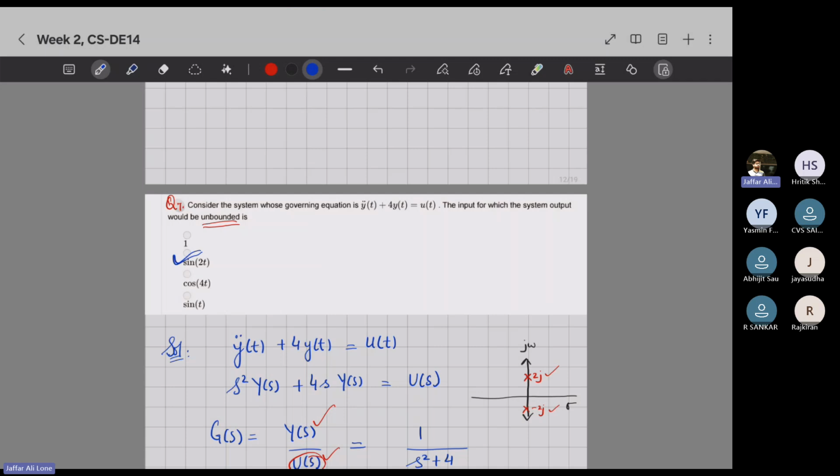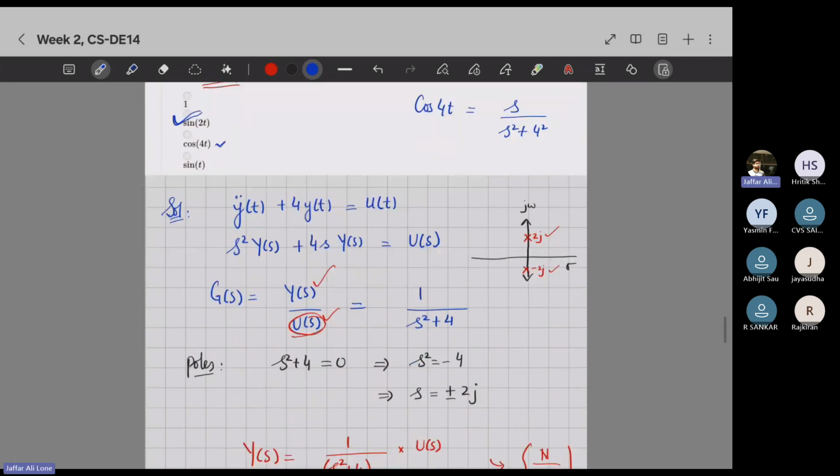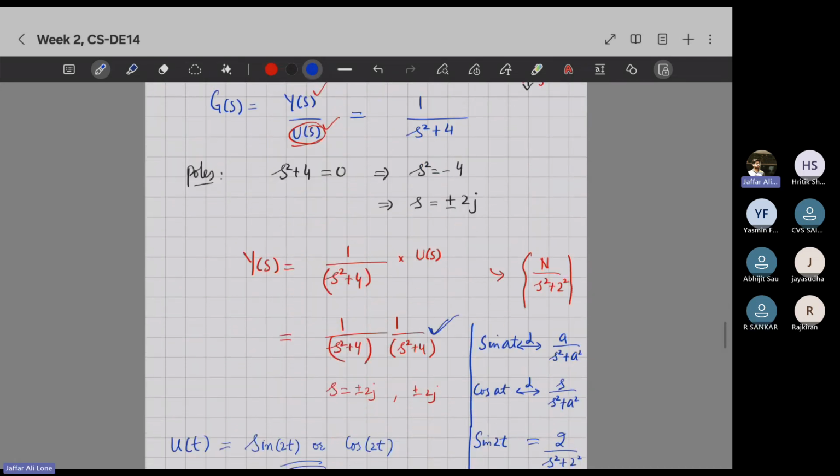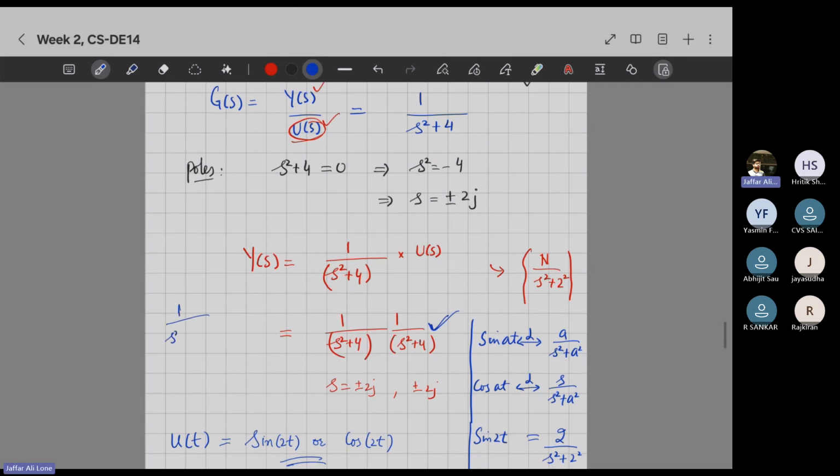Now see, can you tell me what will happen if you put cos of 4t? So cos of 4t will be s divided by s square plus 4 square, correct? Now let's try to see the effect of this. We have 1 divided by s square plus 4, or I'll write it as s square plus 2 square. And if I take cos 4t as the input, then the effect will be s square plus 4 square. The roots from this are plus minus 2j, and the roots from this are plus minus 4j.